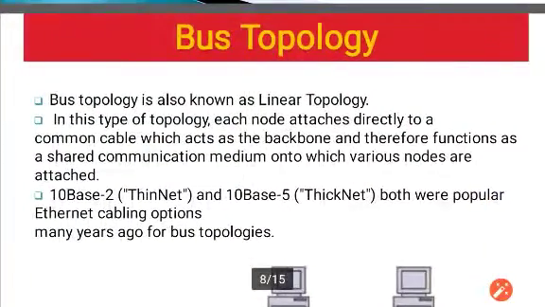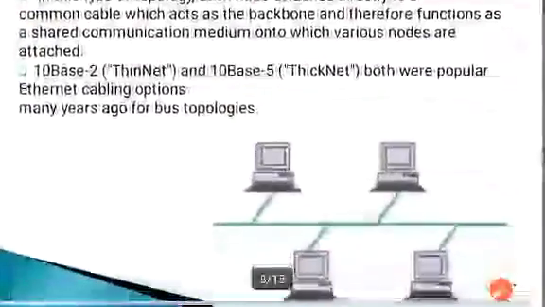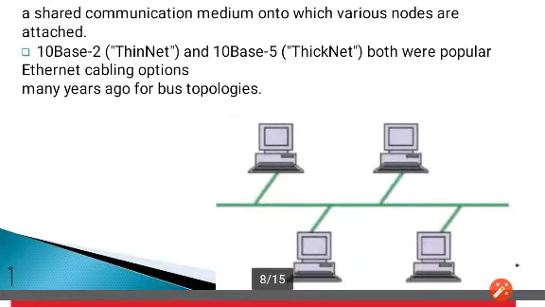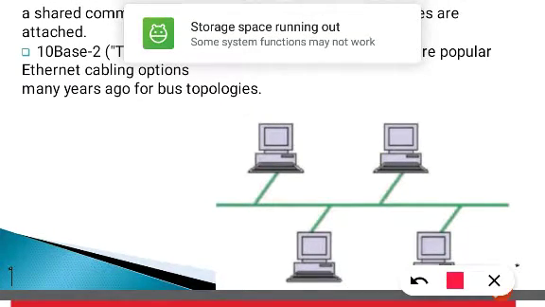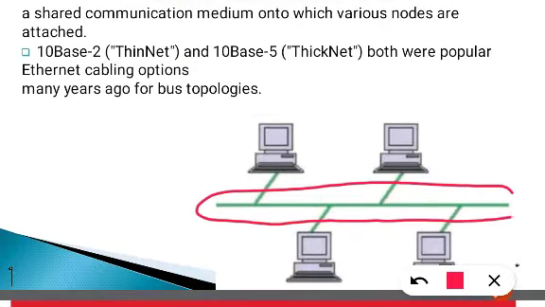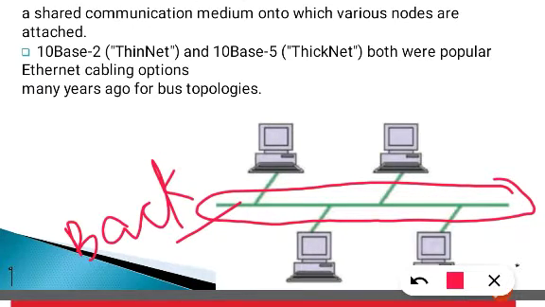The bus topology. Bus topology is also known as linear topology. Why? You can just see the figure over here. This bus topology has a base, you can also call it a backbone. Okay. This is the backbone. Like you have your spinal cord as the backbone.